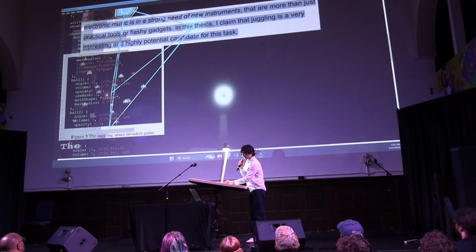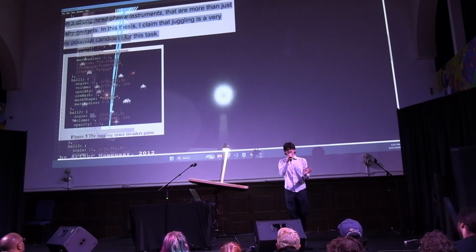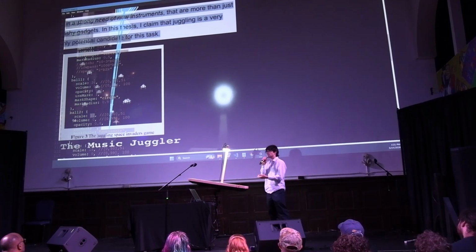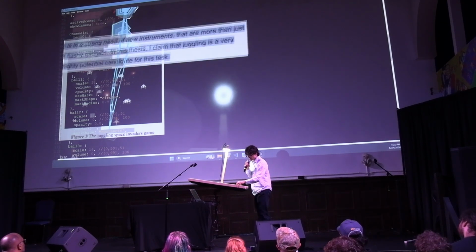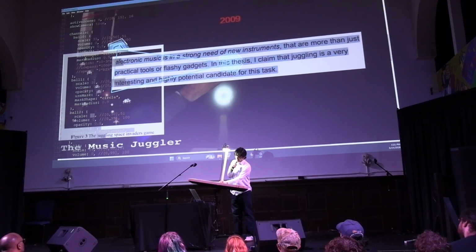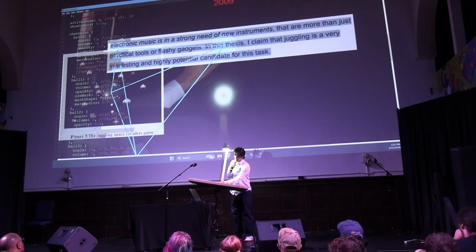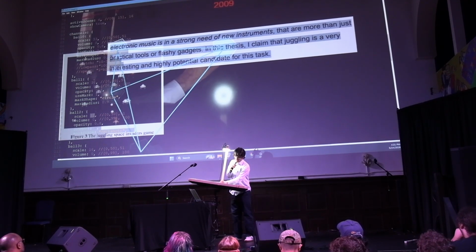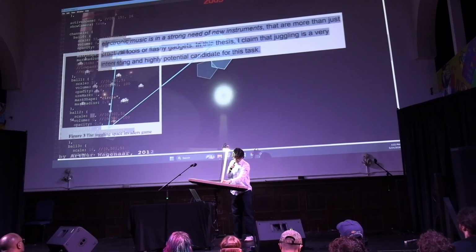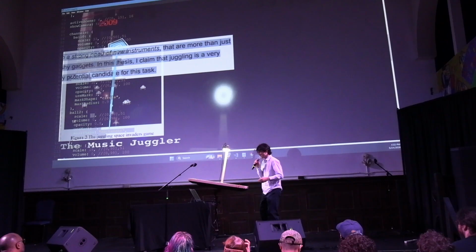But I found, looking into this research of juggling and technology, that moving from the 80s to the 90s and then into the 2000s, we have software like Max MSP, which introduced computer vision and tracking. So that period of time was also very fruitful for jugglers, and people started writing academic theses on the subject. This one comes from Arthur Wagner, who says, electronic music is in a strong need of new instruments that are more than just practical tools or flashy gadgets. In this thesis, I claim that juggling is a very interesting and highly potential candidate for the task. So reading this, I was super inspired, of course, and I wanted to try that out for myself.